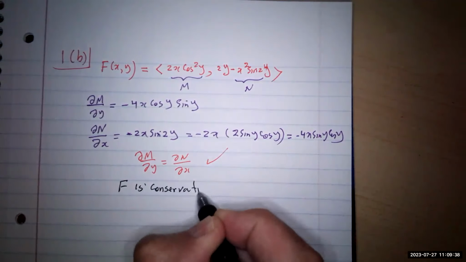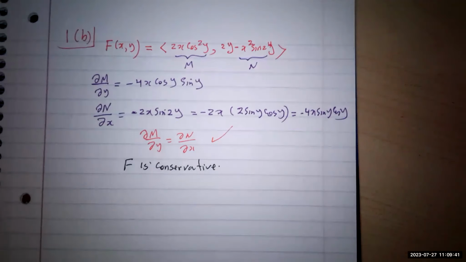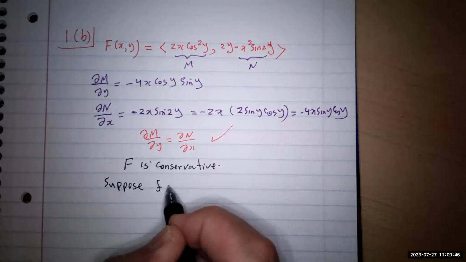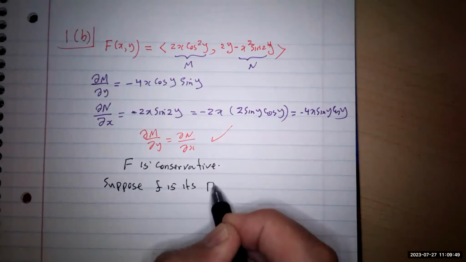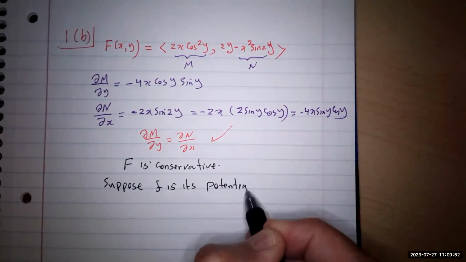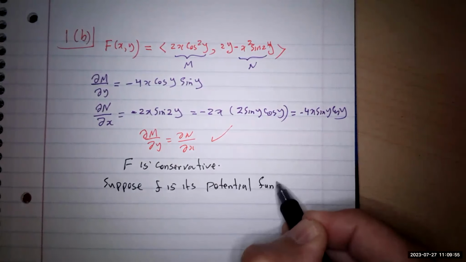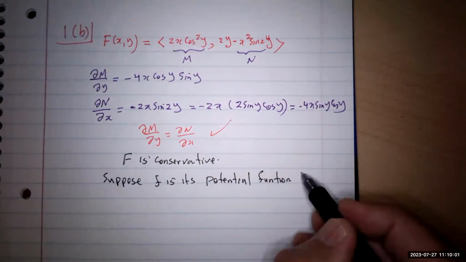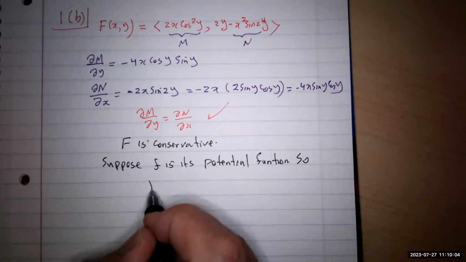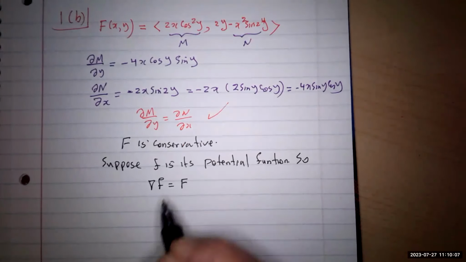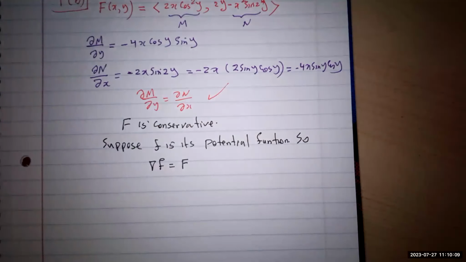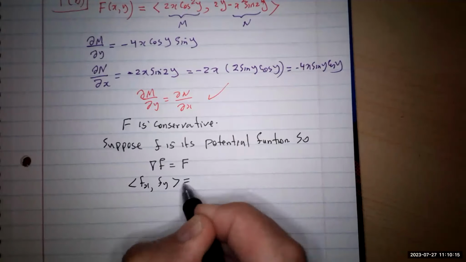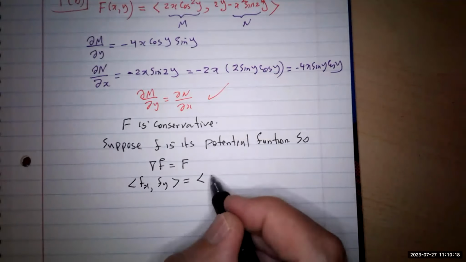Okay, F is conservative. So the question is going to be, again, suppose we're looking for the potential function. Suppose f is its potential function. So you let them equal to each other. The gradient of the f must be equal to the F. It's just a function in R2. So this is going to be partial of the f with respect to the x, with respect to the y, and this is going to be your M, N.